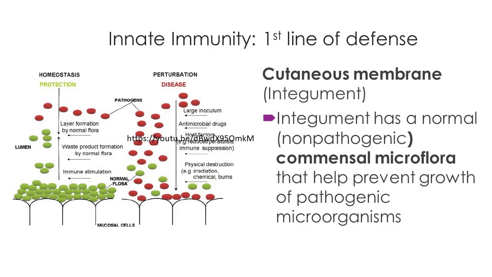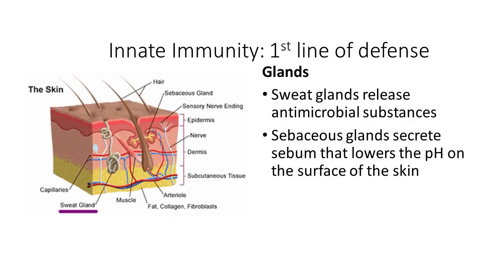Now, if the epithelium wasn't enough, we're going to see that our glands help keep the skin in the right conditions. Sweat glands are going to have antimicrobial substances. And then our sebum, you remember sebum from the sebaceous glands? They're going to produce material that lowers the pH of the skin. It's going to keep it in the acidic range, again making it inhospitable for pathogenic microbes.